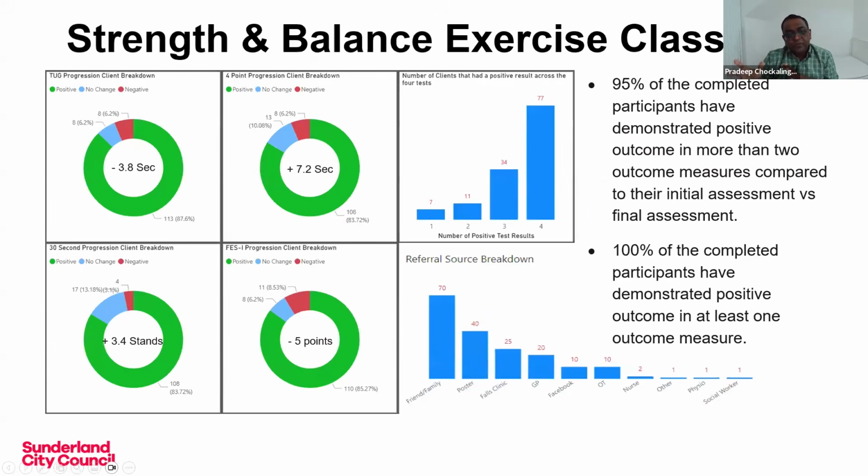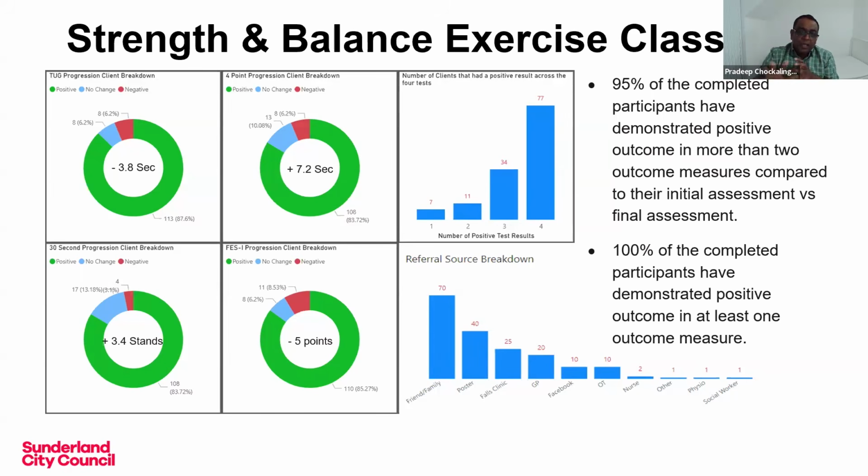So this is the outcome we use. You can see the Timed Up and Go test time reduced by almost 4 seconds between pre-test and post-test. That means their walking speed significantly increased, and their balance improved. Then on the 4-stage balance test, they were able to stand 7 seconds longer. That means their balance is improving. Then we do the 30-second sit to stand. They are able to do 3.4 extra stands. That means their quadriceps strength is improving. And the FES-I assessment reducing by 5 points means their fear of falling is reducing, and their confidence level is improving.